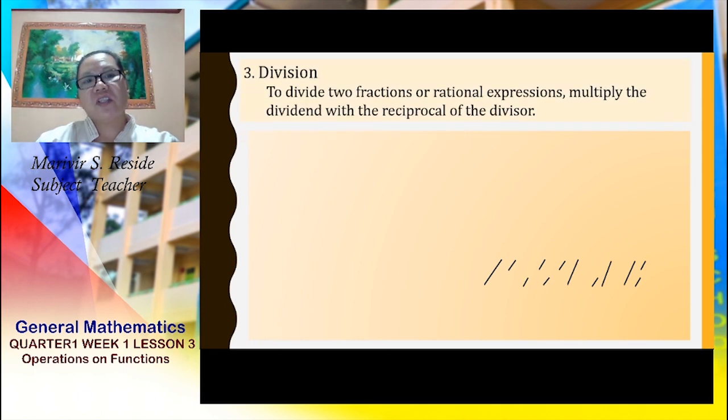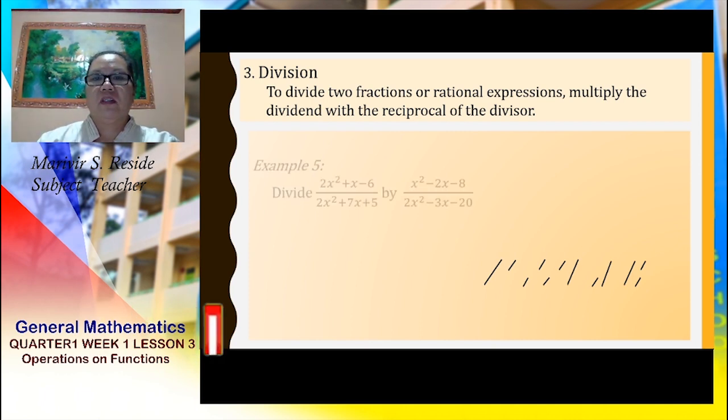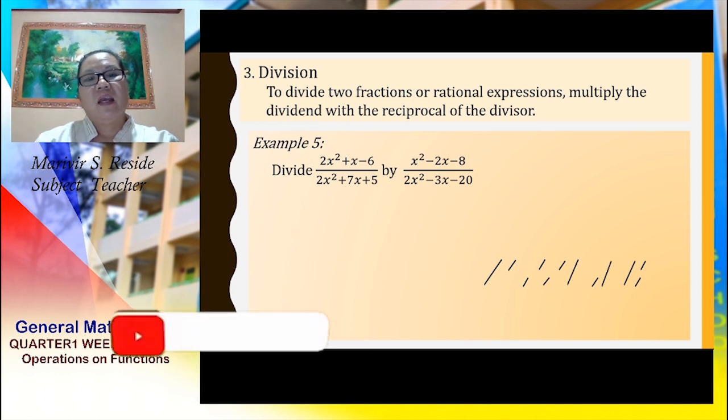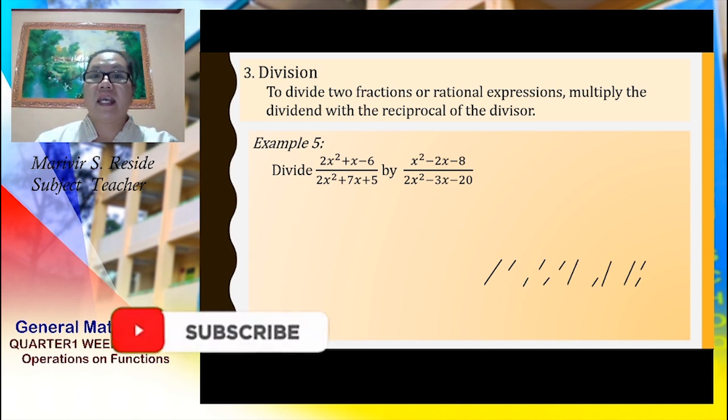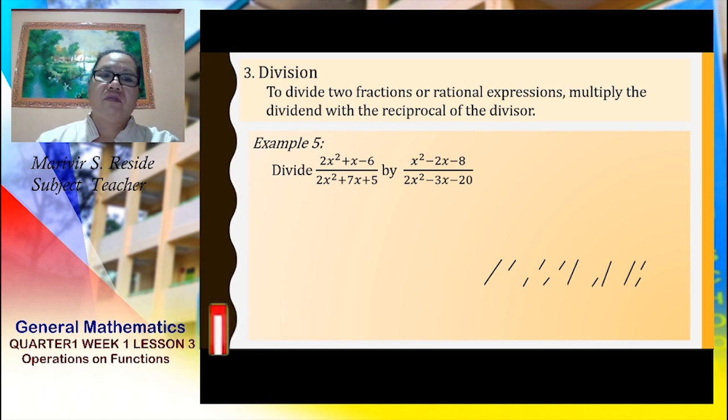What's next is division. To divide two fractions or rational expressions, multiply the dividend with the reciprocal of the divisor. When we talk about reciprocal, it is the multiplicative inverse of the given number or expressions. Example, you have to divide 2x squared plus x minus 6 over 2x squared plus 7x plus 5 by x squared minus 2x minus 8 over 2x squared minus 3x minus 20.